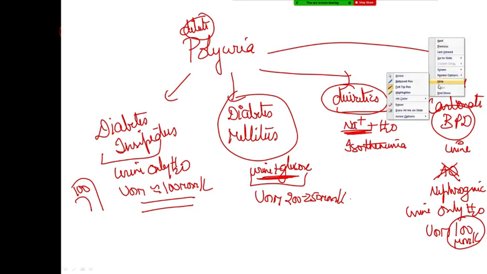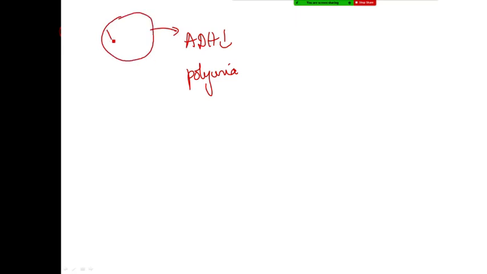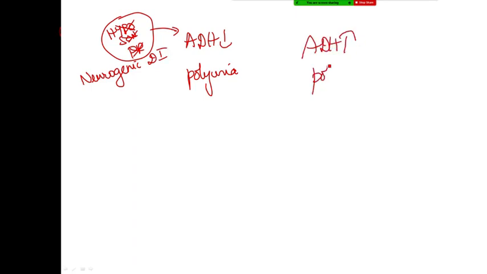Next, if ADH is low and the patient has polyuria, that tells you that there is a problem with secretion of ADH. So where is the problem? Either in the hypothalamus, supraoptic nucleus, or posterior pituitary. And because it's a neurogenic central cause, what do you call it? Neurogenic diabetes insipidus.